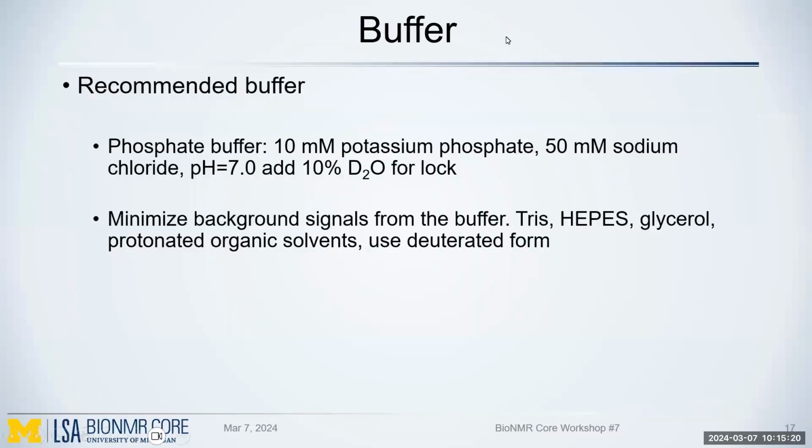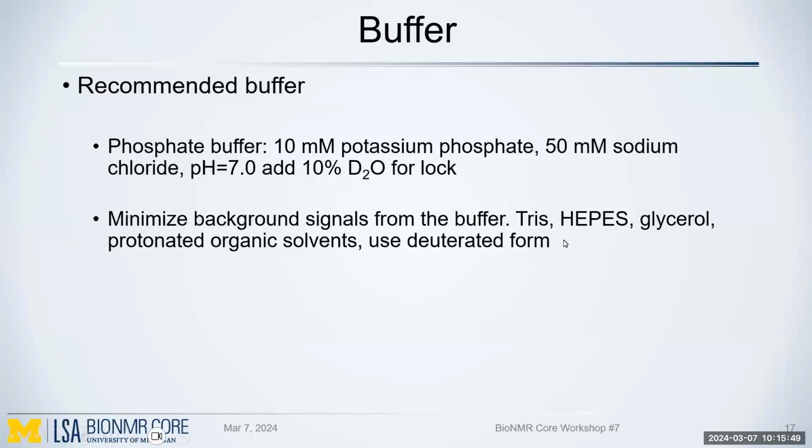And once you have the concentration determined, then you need to pick the correct buffer to run the STD-NMR experiment. The buffer we recommend is phosphate buffer. The example is 10 millimolar potassium phosphate, 50 millimolar sodium chloride at pH 7. We recommend using phosphate buffer because phosphate buffer does not have any hydrogen in it, so it will not give any proton peak in the 1D NMR spectrum.